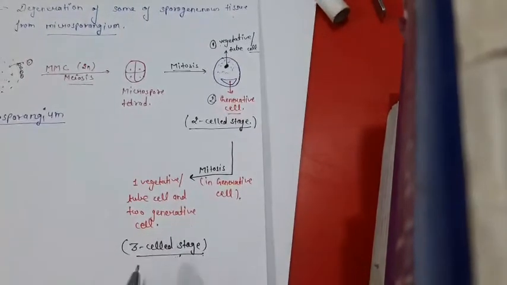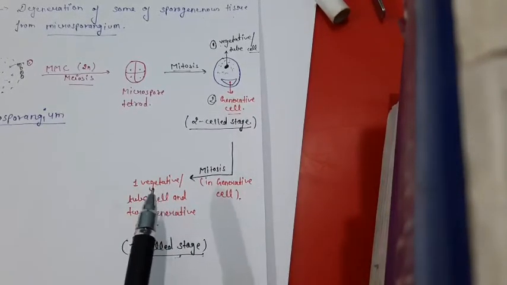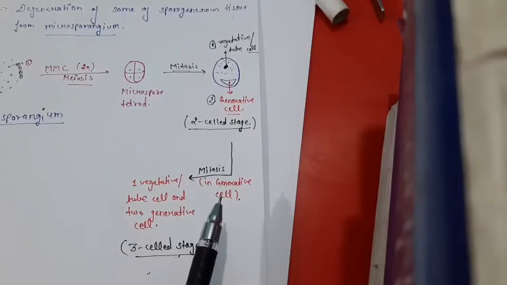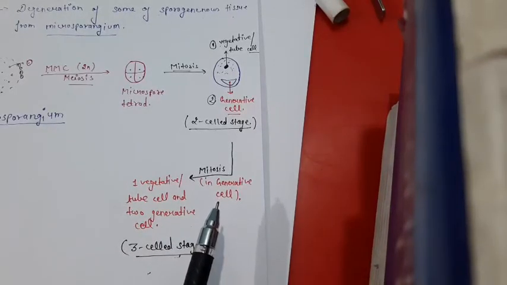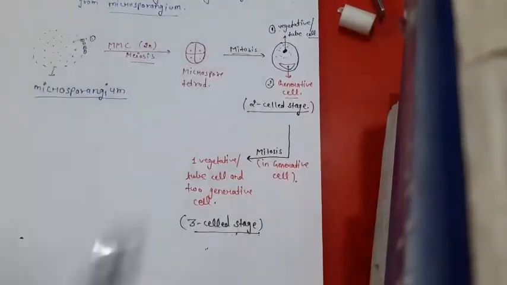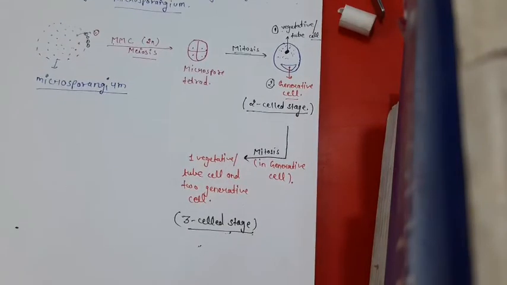Friends, a question may be asked: explain the two cell stage or three cell stage in microsporogenesis, or male gametophyte, or pollen grain development. When I was in class 12, the question was asked, explain two cell and three cell stage. That's why, friends, this topic is very important, and also read it from the NCERT book. Okay. Now we'll discuss.